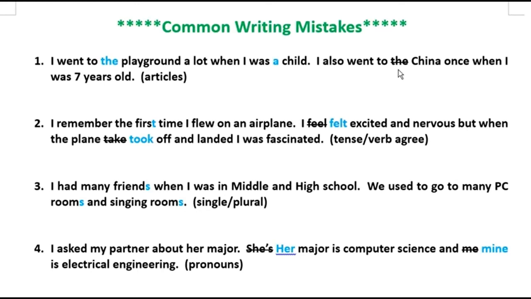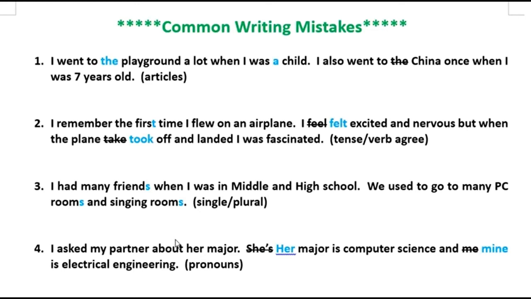I had many friends when I was in middle and high school. We used to go to many PC room and singing room. Okay, would it be rooms or room? What do you think? Well, this person has said many. So if you have many, that means it's a plural. Plural means we need to have an S. Plural means more than 1, 2, 3, 4, 5. Okay, and so on. So if I have 2 friends, I want to have an S. If I have 1 friend, no S.